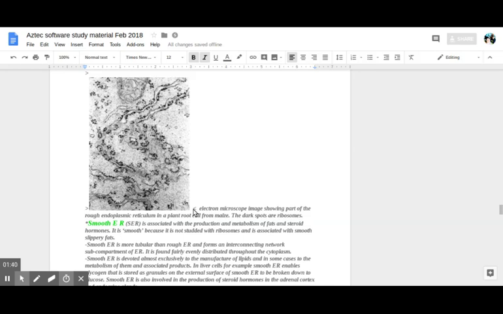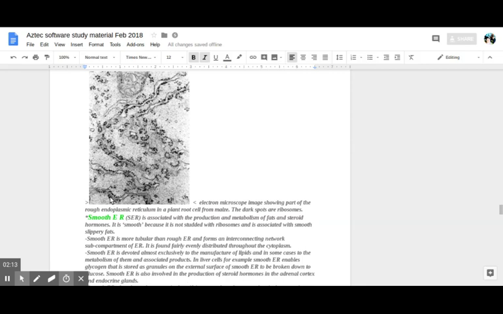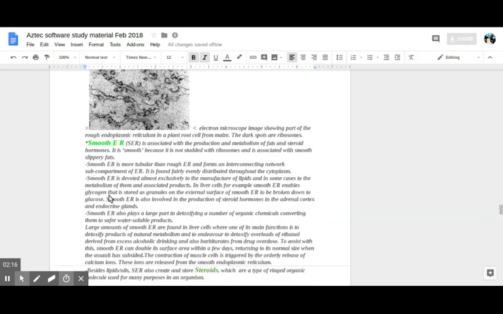Smooth ER, in contrast, is associated with the production and the metabolism of fats and steroid hormones. It is smooth and it is not studded with ribosomes. It is only associated with smooth, slippery fats. It is more tubular and it forms an interconnecting network, the compartment of the ER. It is found fairly evenly distributed throughout the cytoplasm.